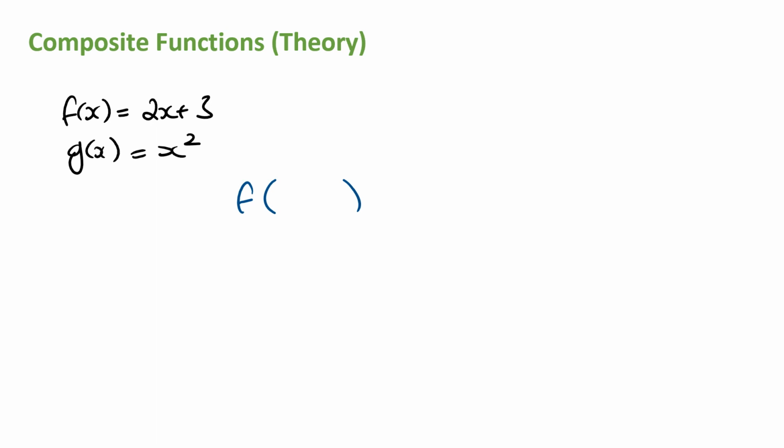Now basically, a composite function is a function that is written inside another function. So let's say if we have two functions, f of x, and this is equal to 2x plus 3, and g of x, and this is equal to x squared. The notation used for composite functions is written as f of g of x or g of f of x.